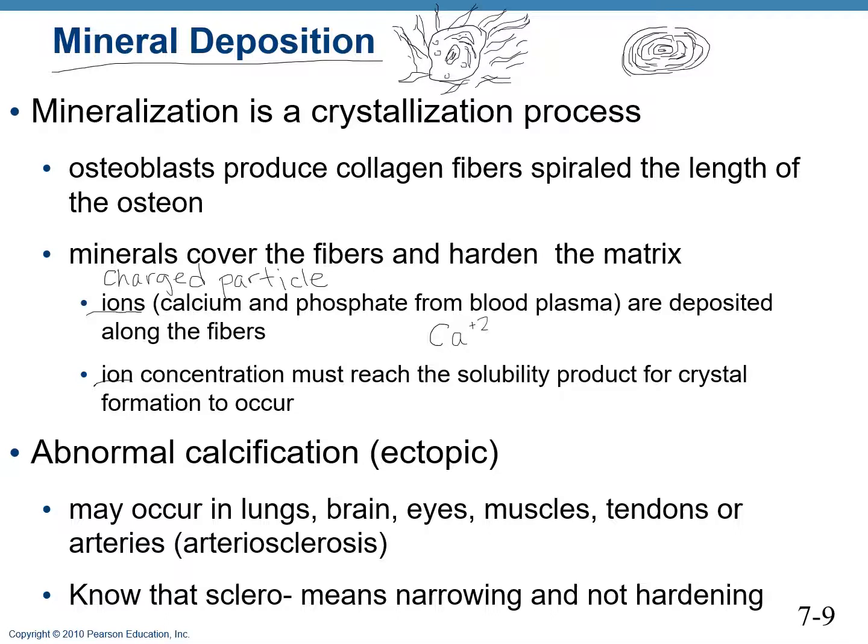So a process that can occur with mineral deposition is abnormal calcification or ectopic calcification. You may have heard the term ectopic pregnancy, for example. Abnormal calcification can occur in the lungs, the brain, eyes, muscles, tendons, or arteries, in which case it's known as arteriosclerosis. So this is basically having this calcified hardened tissue where you're not supposed to have that.